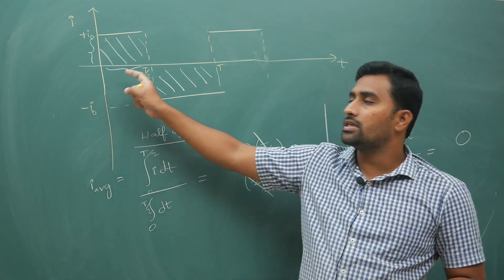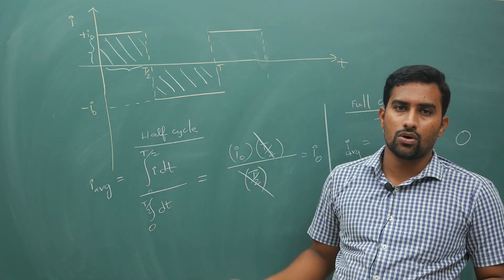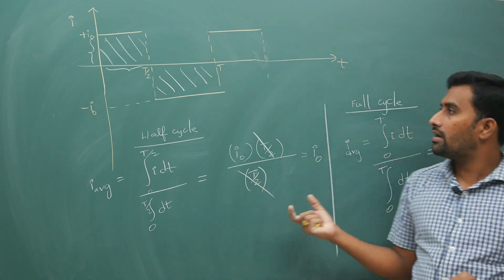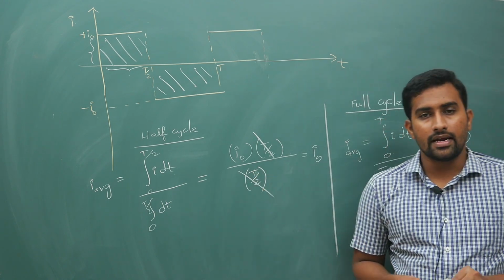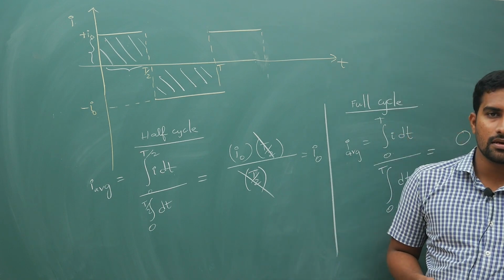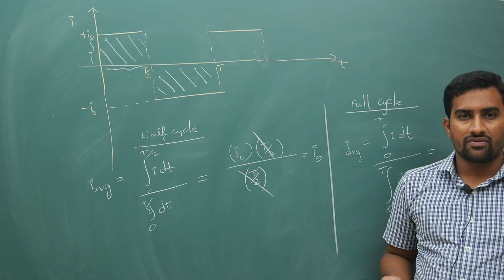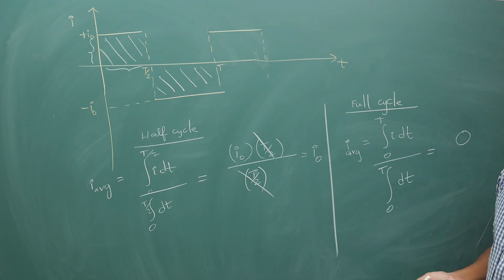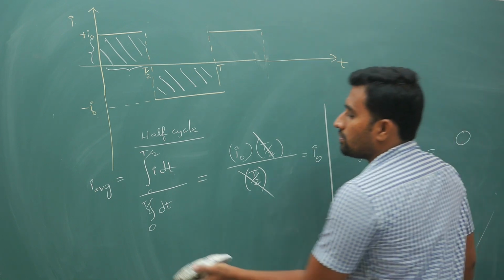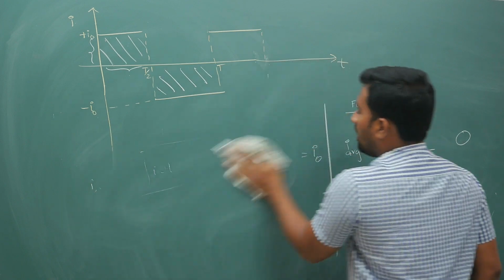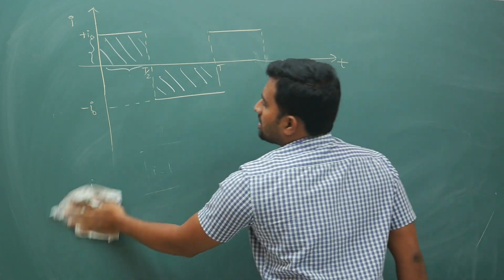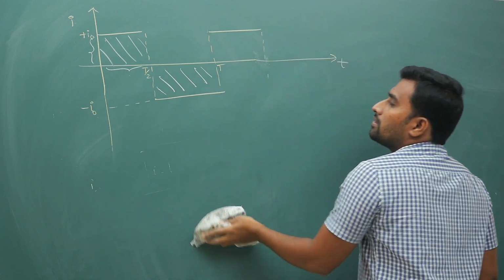Your average value on the top and bottom is 0. Hope you have understood this area thing. Next, for the same question, if you are given the I-t graph and you are asked to calculate your RMS value for half cycle or full cycle, I have explained something, you have got the answer.